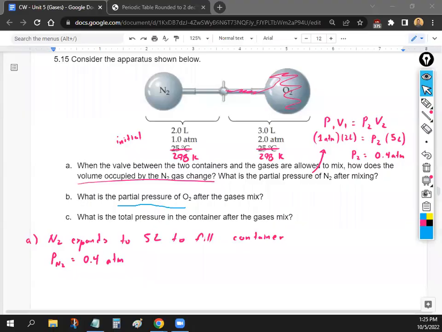Okay, so I'm just going to give you the answers for 5.15. For part B, it's the same thing, except instead of using the values for nitrogen, you use them for oxygen, obviously. And so you will get a partial pressure of 1.2 atm. And then for P-tot, you just need to add the partial pressures of nitrogen and oxygen. You get 1.6 atm. All right. Sound good? Easy peasy.